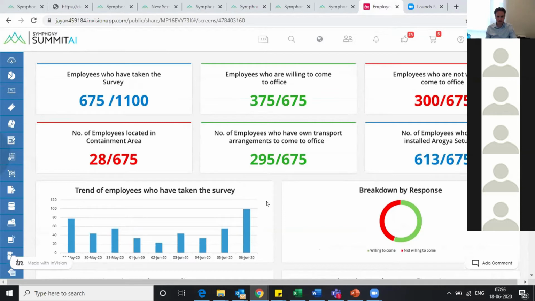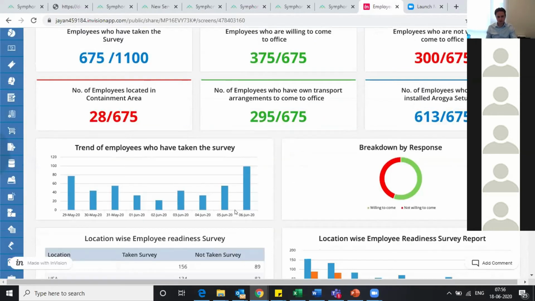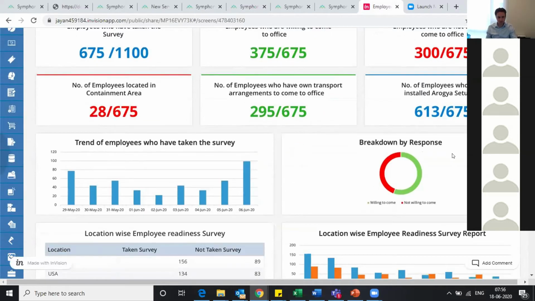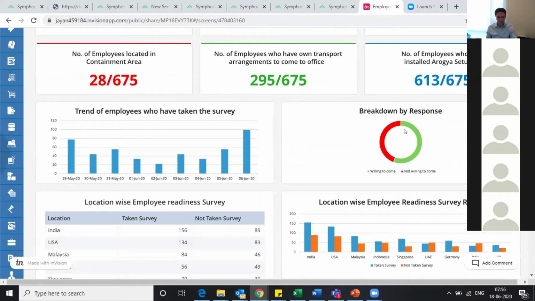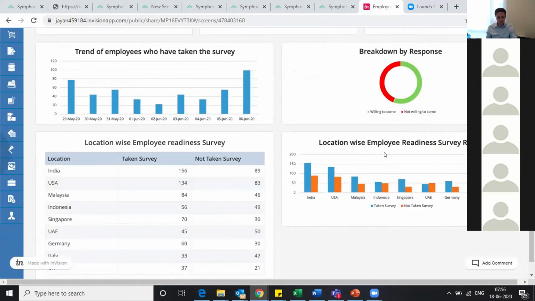Unlike previously, it's important that we consider the safety of our employees as the utmost priority, and also ensure that we get information from them and also what they think about coming to office. Likewise, you can also see a trend of employees who have taken the survey, with a breakdown on how many are willing to come to office, how many are not willing to come to office.